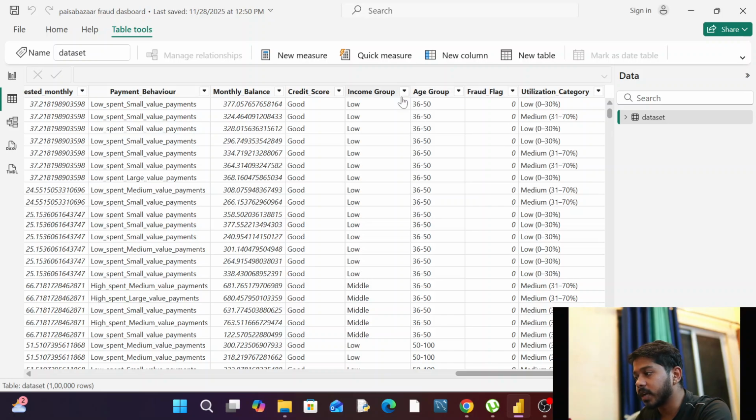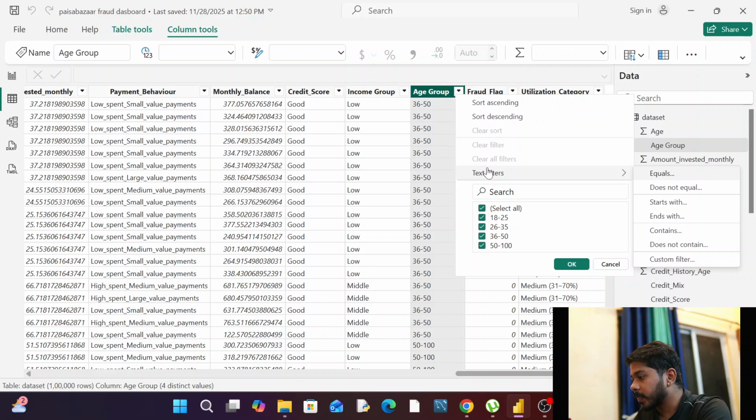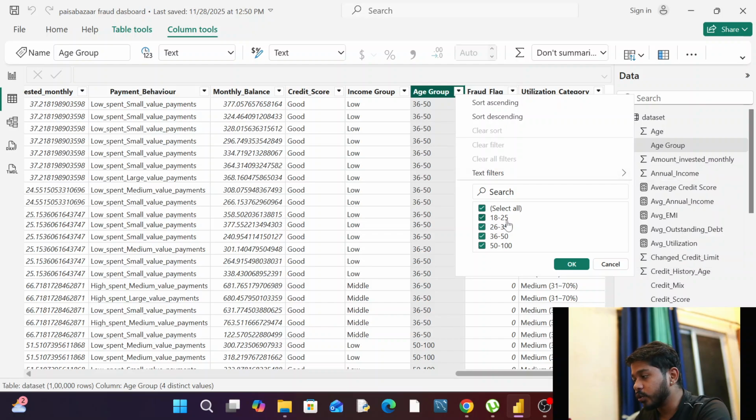The first new column that we added was the age group column. We have divided the age group column into 18 to 25, 26 to 35, then 36 to 50, and the last one is 50 to 100 age group.